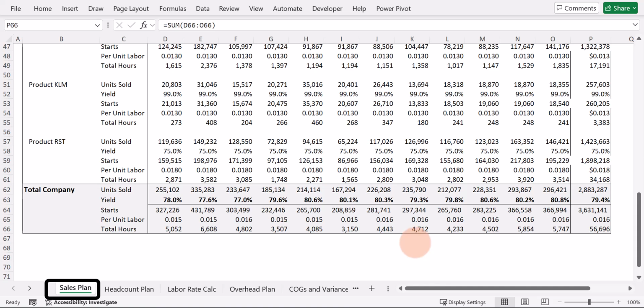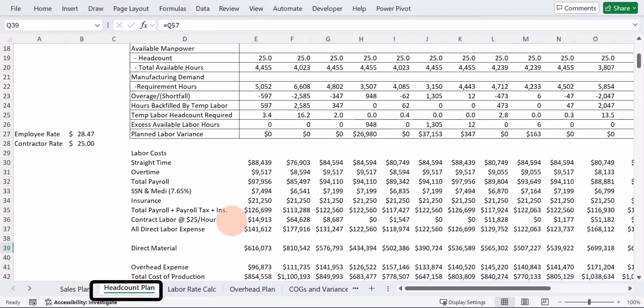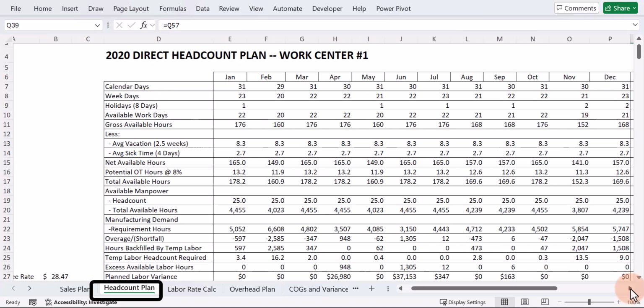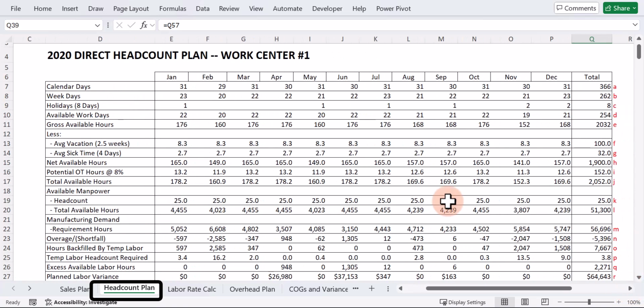Okay, now that we know that we need 57,000 hours of labor, we can go over to our headcount plan and start to figure out how we're going to calculate headcount. Now, again, the top half of this is showing you how you might do this for a typical work center. So you start out with the calendar days for the year. This must have been a leap year because there's 366 days. Then we come up with what the weekdays are. Then we have our holidays because we're going to subtract the holidays out of our total weekdays.